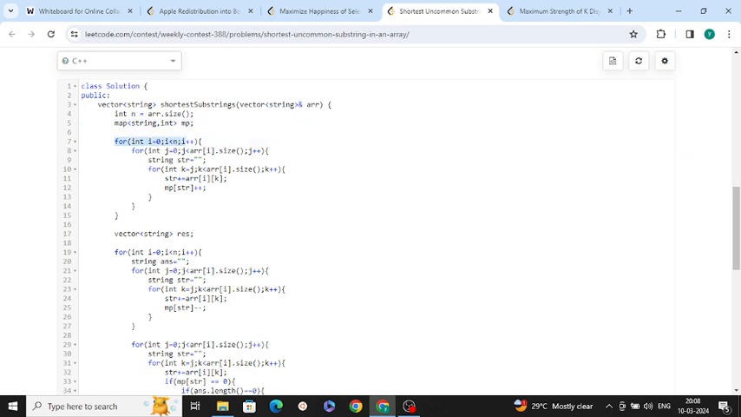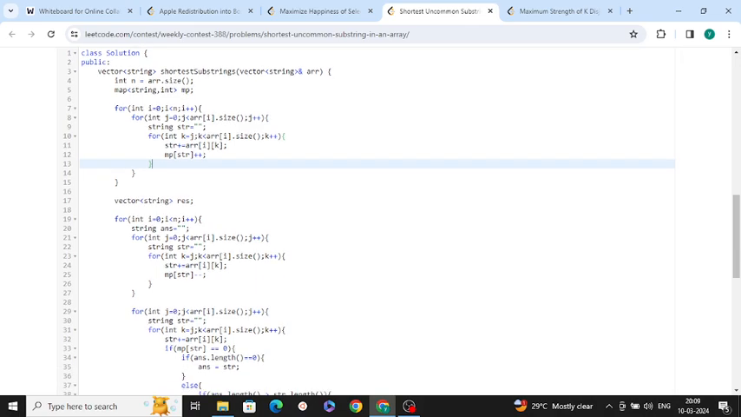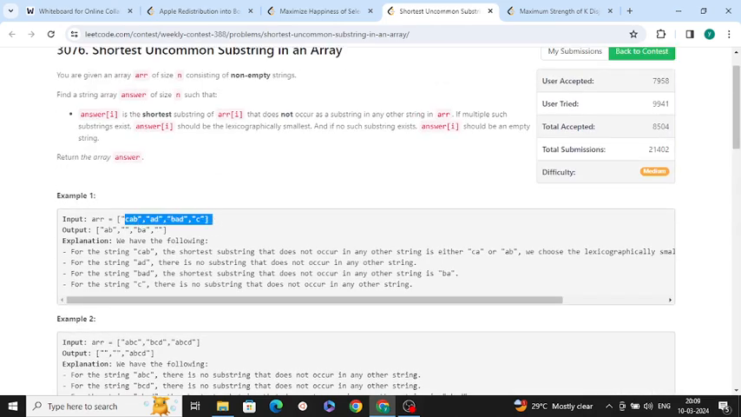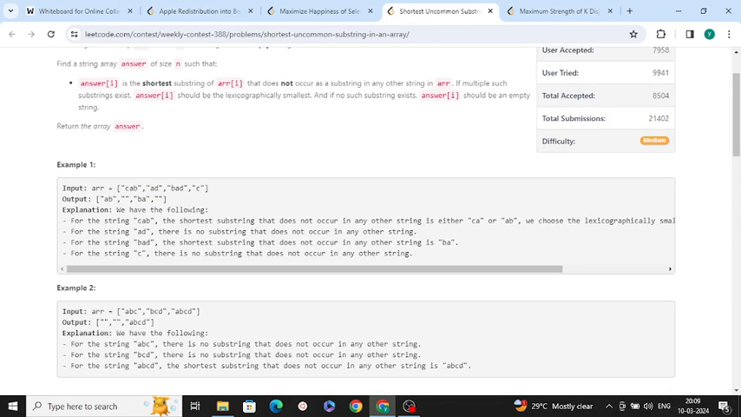For all the strings we are traversing in the array, and for each particular string we'll be calculating and storing the possible substrings. For CAB we have C, then CA, then CAB, then A, then B, then AB. These substrings are possible, so we are storing them in the map and incrementing a counter. For all the strings present in the array, we'll be storing the frequency of their substrings.